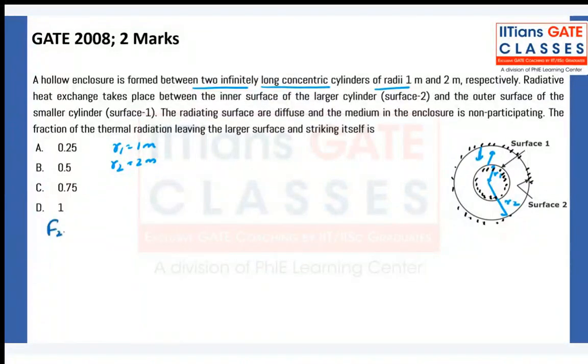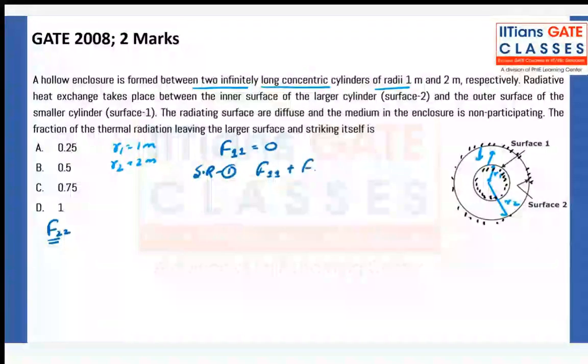F22. We already know F11. That is why it is very important to mark the surfaces ahead. Before solving the question, if it is not given in the question, mark yourself surface 1 and surface 2. Then write all the notations based upon your surfaces. So F11 is equal to 0. And from the summation rule for surface 1, F11 plus F12 is equal to 1. That means F12 is equal to 1.